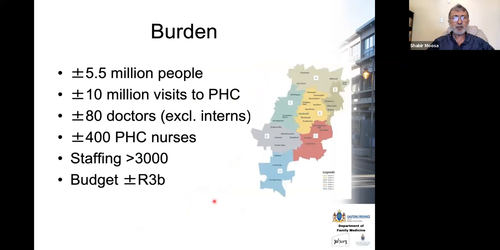Okay, going to the next, people don't realize that it is no small institution. There are in fact 5.5 million people, that's the population of Johannesburg. It is the largest district in the country. So this health district is an institution and it provides care to 10 million visits into primary health care, which is, again, no small number.